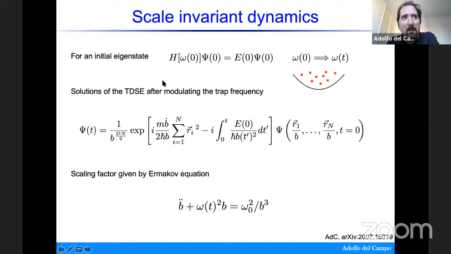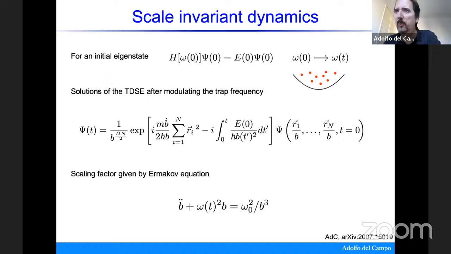Well, scale invariance doesn't mean that correlations are boring. Before, I showed what happens in the density profile, but the evolution of the state is not as simple. It is true that the time-dependent state, you can always write it as a function of the initial state at time zero by rescaling the coordinates. So every coordinate you rescale by a factor b, which is essentially telling you by how much the radius of the cloud is changing as a function of time. So b is going to play a crucial role.